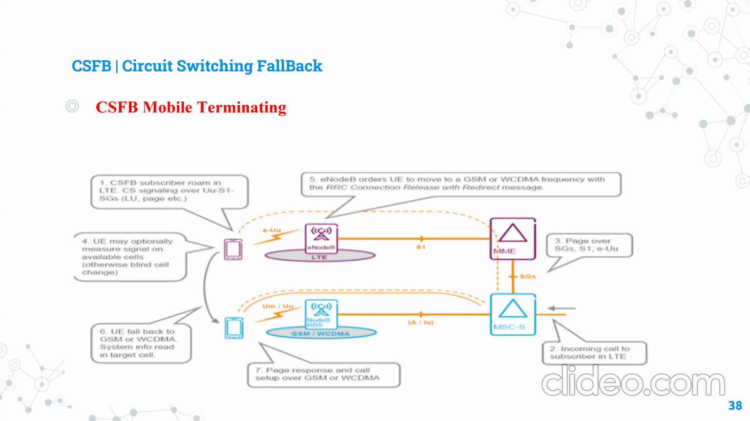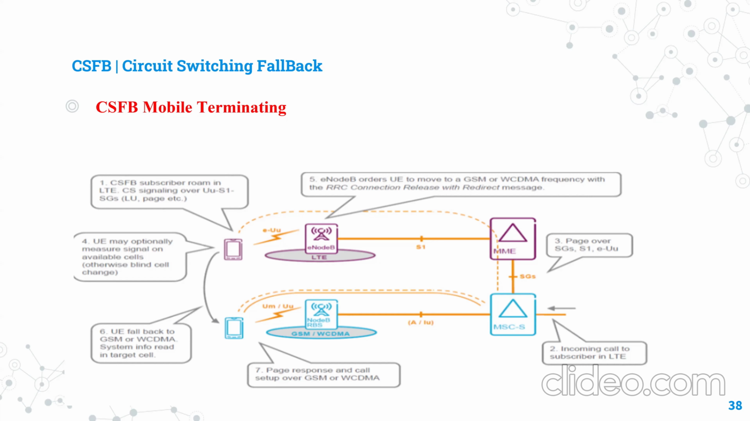So E node B will do the same as in the mobile originating, as it will release any radio channels reserved for this person on 4G and will release his bearers, and then we'll let him go to the node B, which is the 3G site. Once this person drops on 3G, it will send the paging response to his MSC, okay? And this is the mobile terminating on a high level.